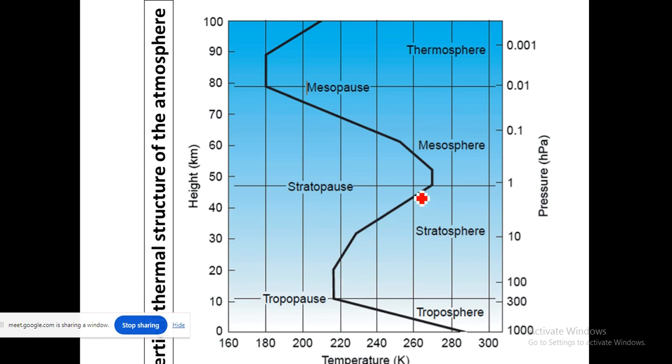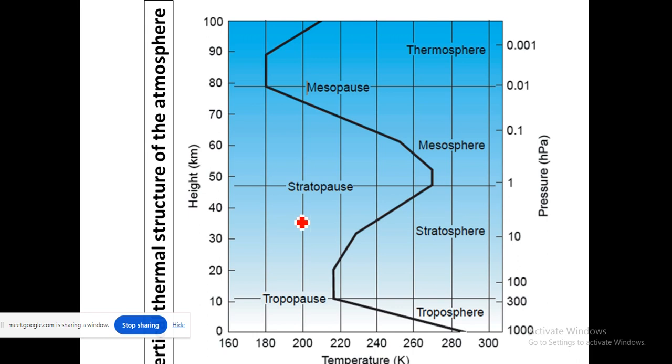Because of this pattern, the stratosphere is a stable or stratified layer. That is, it is not turbulent like the troposphere. The troposphere is very much turbulent, with constant mixing always happening, but the stratosphere is a stratified layer. Each layer is stratified and not mixing with each other. There is no vertical mixing or turbulence in this layer.